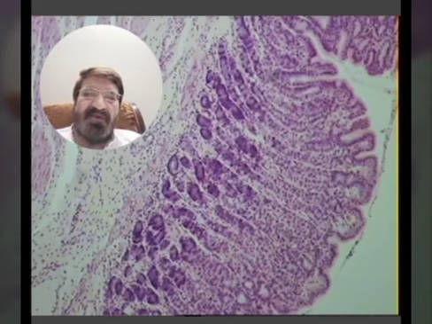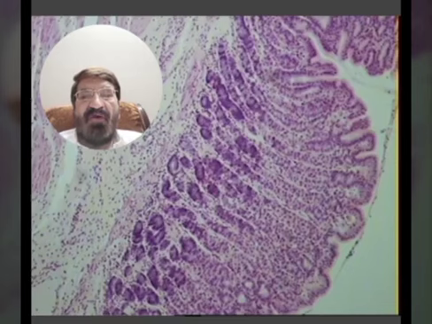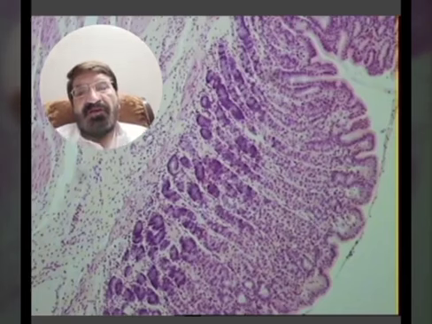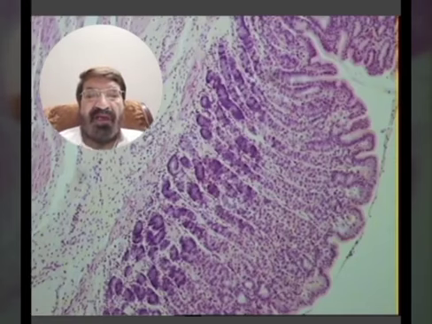Now this is the slide of the stomach. You can see in the stomach mucosa, under the microscope, the mammillated areas, the rugae, and then we have the foveoli, the gastric pits. These are the gastric pits in which there are openings of the gastric glands. So the mucosa of the stomach is filled with these gastric glands, which are simple tubular branched glands.